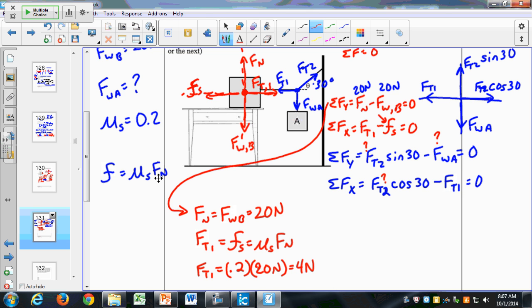Okay, y'all with me on this? Once you get up to the equations, it's really just trying to find the appropriate way to deal with that system of equations in order to solve what it is that you want to find. So here I can first use this to solve for Ft2. I find that Ft2 equals Ft1 divided by cosine of 30. I know Ft1 now, that's 4 newtons.